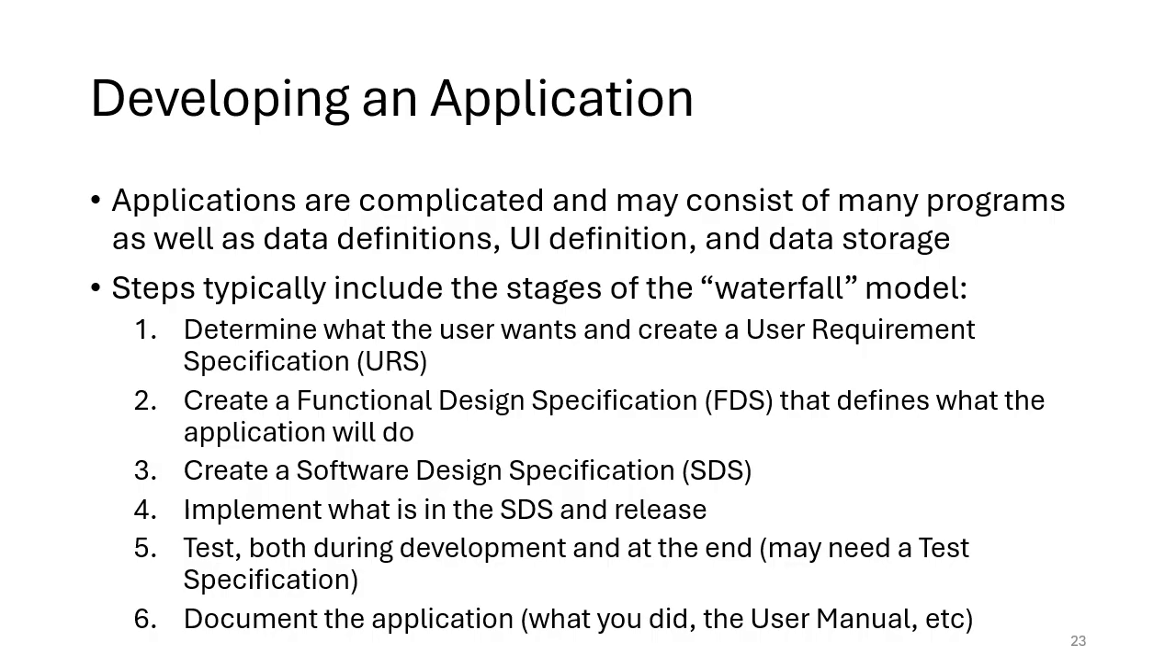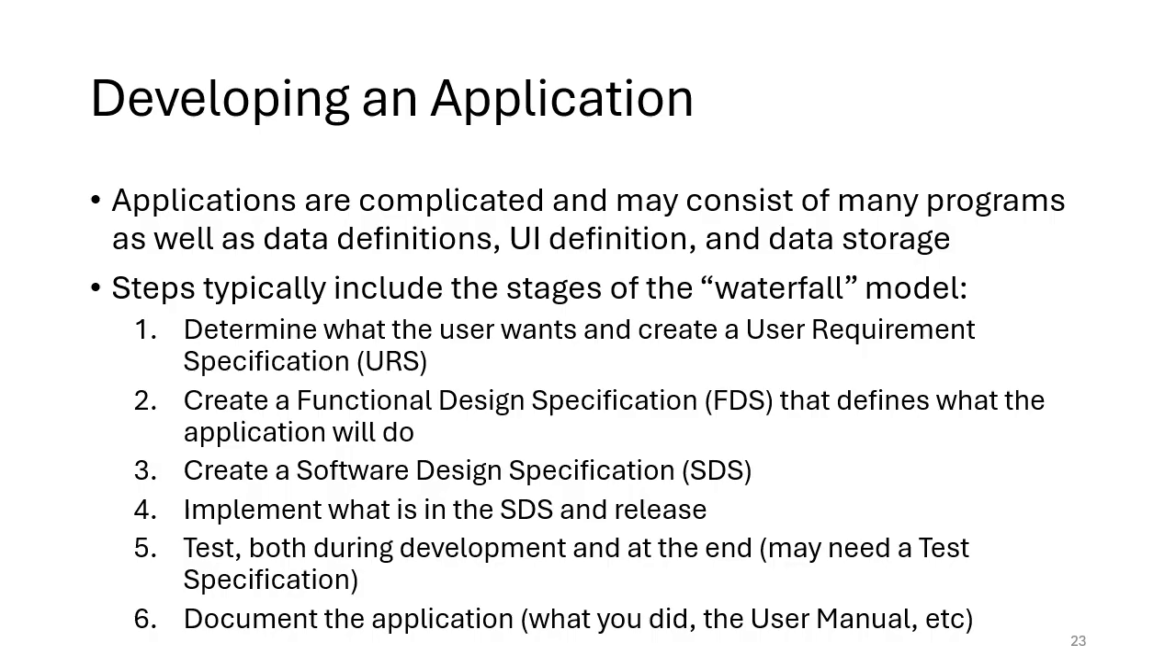So you've got challenges of how well you do each stage, how well you actually implement it, and what happens if you miss steps. But anyway, in a perfect world, we have a perfect user requirement specification, from which we have a perfect functional design specification. From that, we create the software design specification, which is how the application will actually implement the functional design specification. And then this is where we start defining code. We implement what's in the SDS, and then we'll release it.